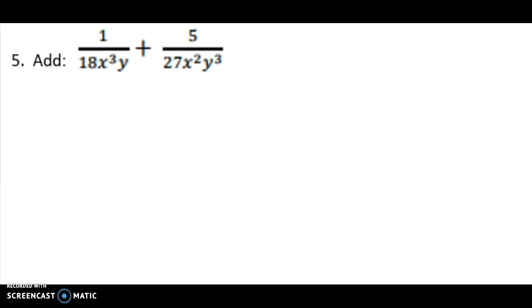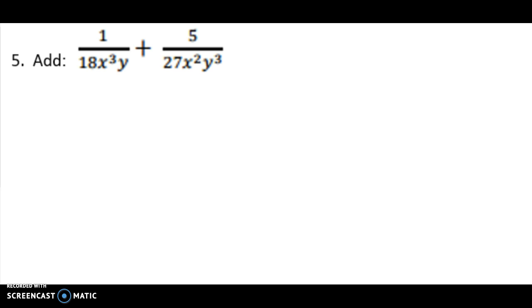All right, so on the first one, in our denominators, you can see they're not common. We have 18x cubed y and we have 27x squared y cubed. So the first thing we need to find is a number that both 18 and 27 can divide into. So the easiest way I think to do that is to start listing the multiples of 18 and then list the multiples of 27 and then find a number that they have in common. So let's do multiples of 18.